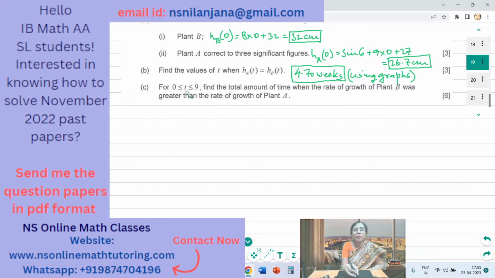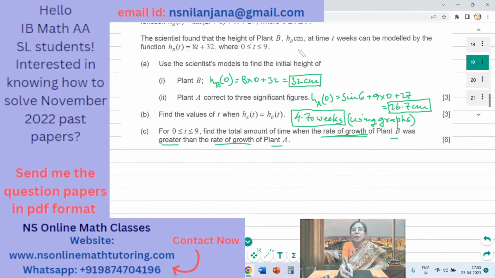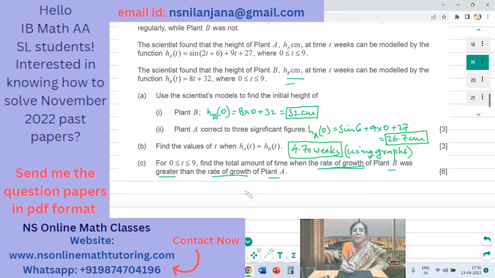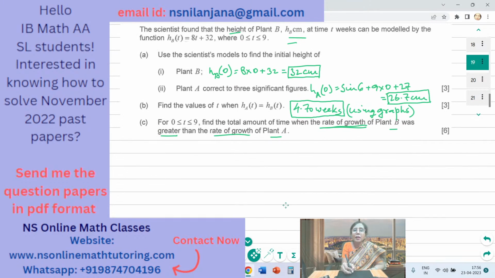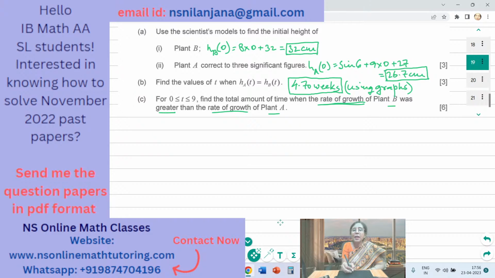Part C. For t between 0 and 9, both included, find the total amount of time when the rate of growth of plant B was greater than the rate of growth of plant A. The rate of growth will be the derivative of the height, so we have to get H dash A and H dash B.